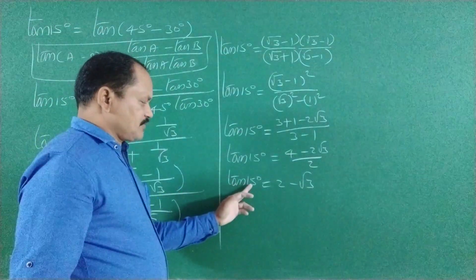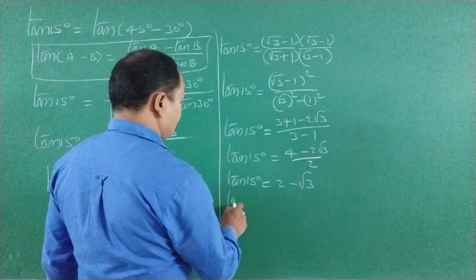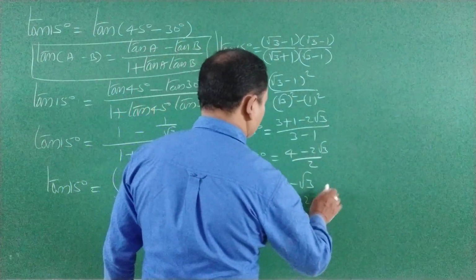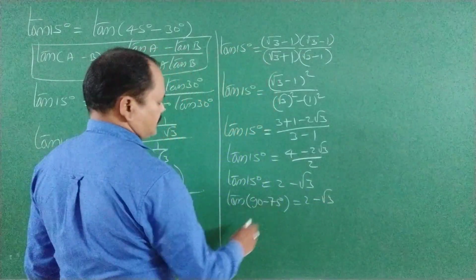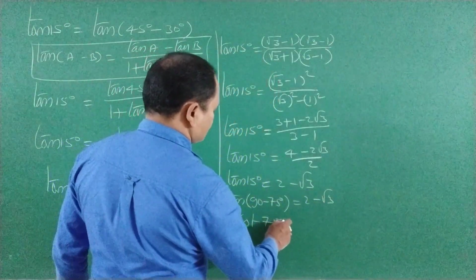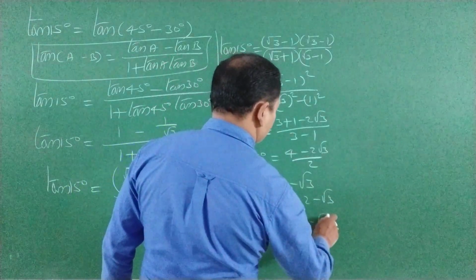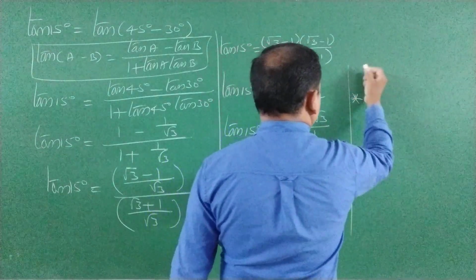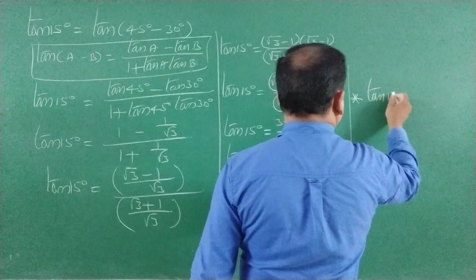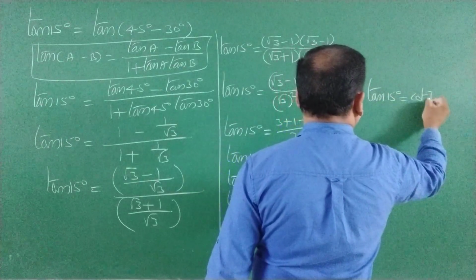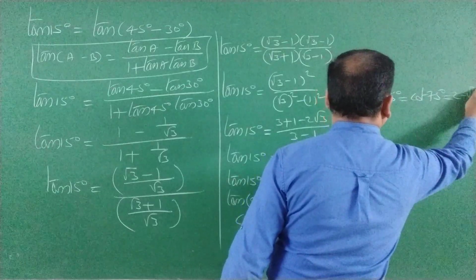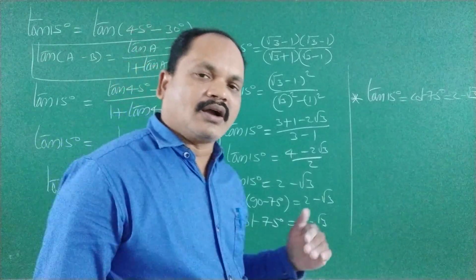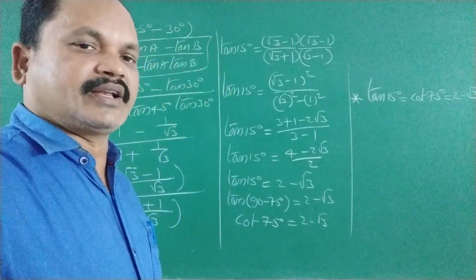Now in place of 15, what do we write? 90 minus 75 degrees is equal to 2 minus root 3. Tan(90 minus 75) is cot 75. So cot 75 is also 2 minus root 3. That's why tan 15 degrees is equal to cot 75 degrees is equal to 2 minus root 3.